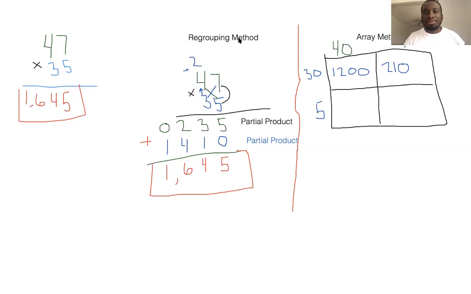And then I'm going to move down to this next row on the bottom. I know that 5 times 4 equals 20. And I'm going to add this 0 to make it 200. And then I know that 7 times 5 is 35. And I don't have anything to bring down because that's only in that place value. Next, I'm going to write down all of these numbers. So 1,200, 210, 200, 35.